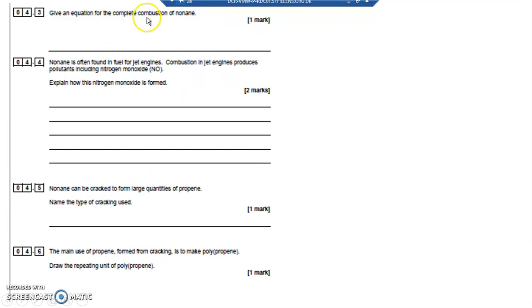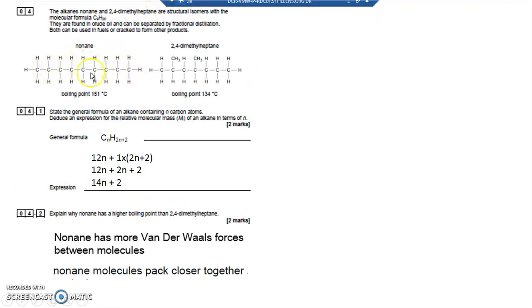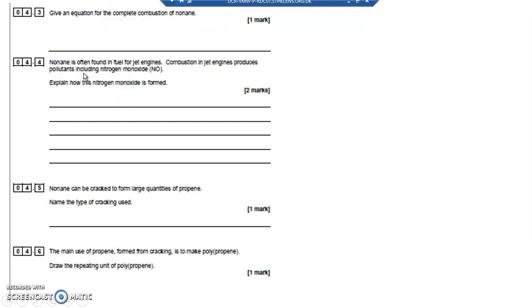Give an equation for the complete combustion of nonane. So we've decided that nonane is C9H20. So C9H20 plus O2. Combustion is reaction with O2. Complete combustion means it makes carbon dioxide and water. That means when there's a plentiful supply, lots of oxygen in the mixture. So complete combustion gives carbon dioxide and water.